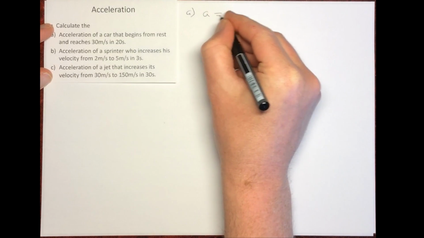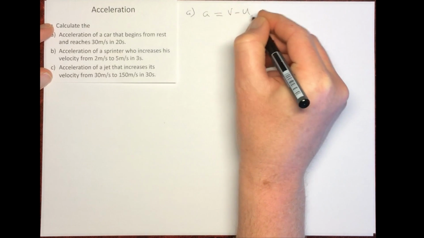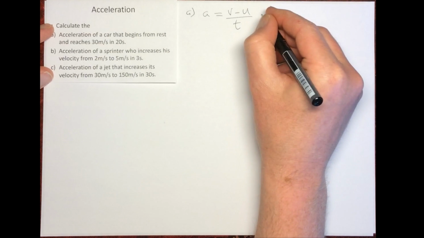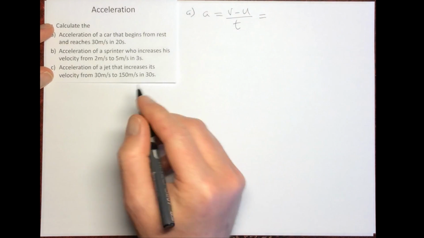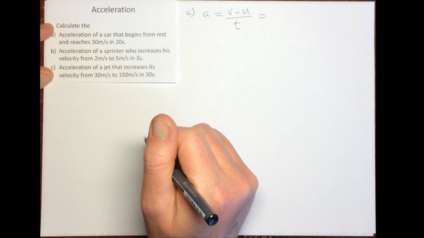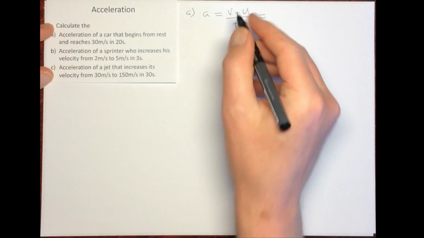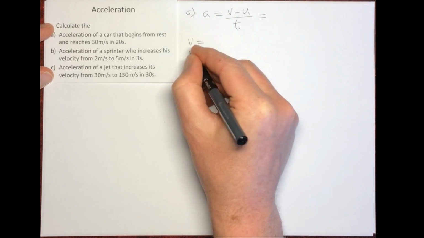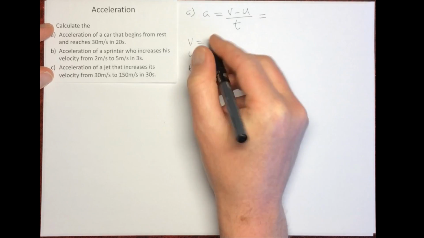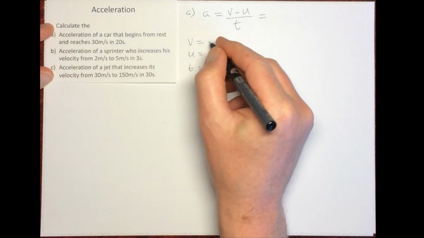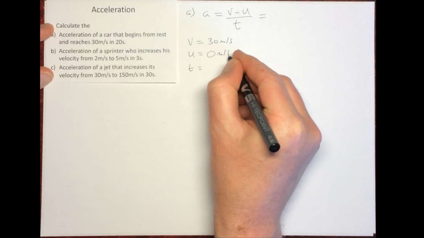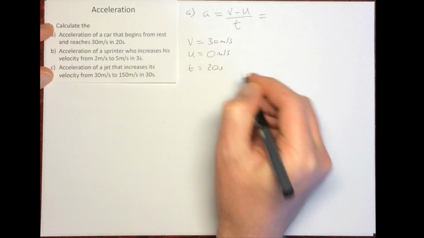So we know that a equals v minus u over t. Sorry, v minus u is the change in velocity. So the first thing you should write down is what v is, what u is, and what t is. So v here is 30 meters per second, u is 0 meters per second, and t is 20 seconds.